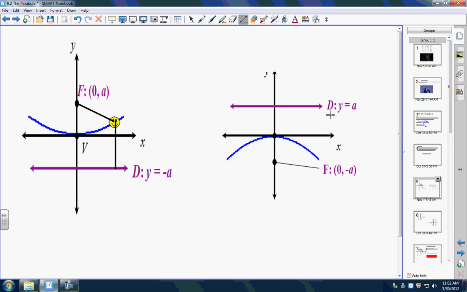If it's upside down, your focus is now (0, negative a). Your directrix is the same distance behind it. Whatever this distance is here, it's the exact same as this guy here. So if this is down at (0, negative 4), this is 4, that means that's 4 as well. If you take this point here, it's the same distance to the focus as it is to the directrix.